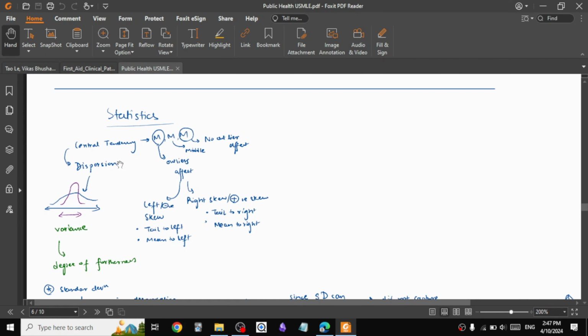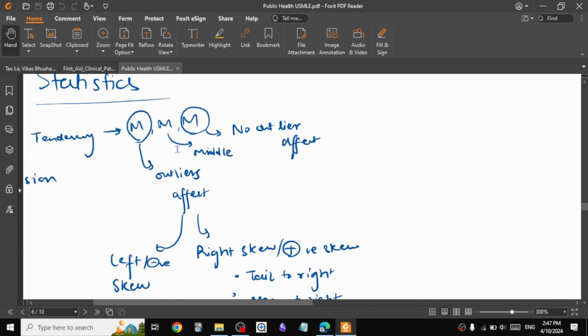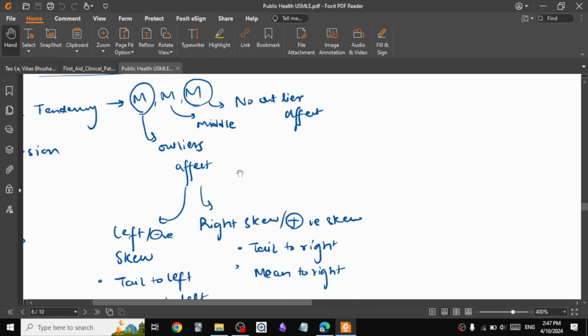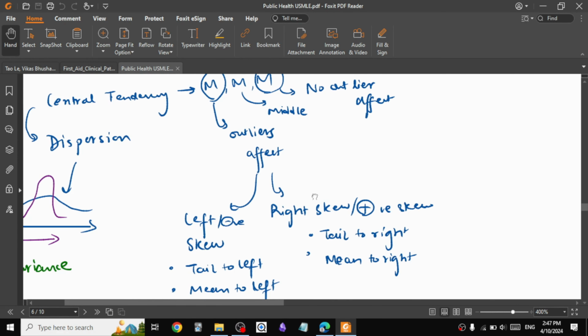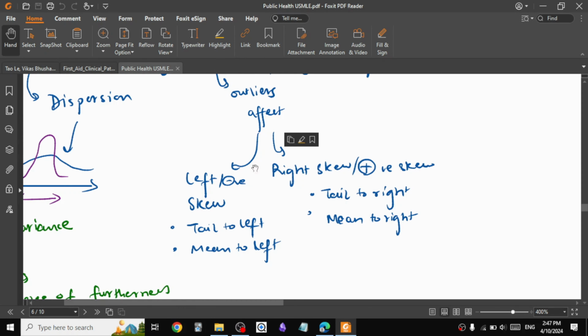How do we measure that central tendency? By the 3 M's: mean, median, mode. I'll come to mean in a sec. Median is always in the middle. Median is the number that falls in between the entire set. Mode is the number that is repeated. We all know this. And mean is basically the average. What we need to understand, and what the questions will always try to trick us with, is the effect of outliers.